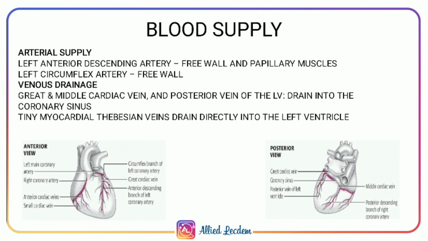Venous drainage. The deoxygenated blood from the left ventricle is collected by the great and middle cardiac veins and the posterior vein. The collected deoxygenated blood drains into the coronary sinus. The tiny myocardial Thebesian veins also drain the deoxygenated blood directly into the left ventricle.